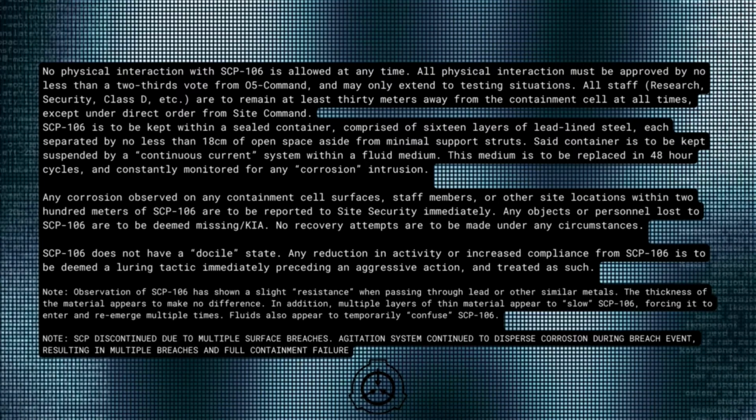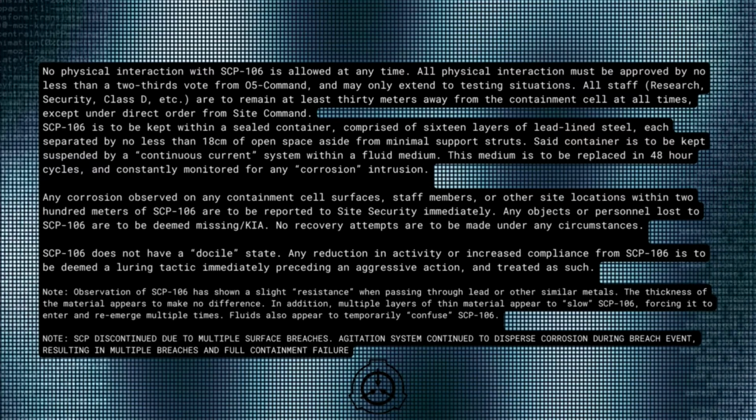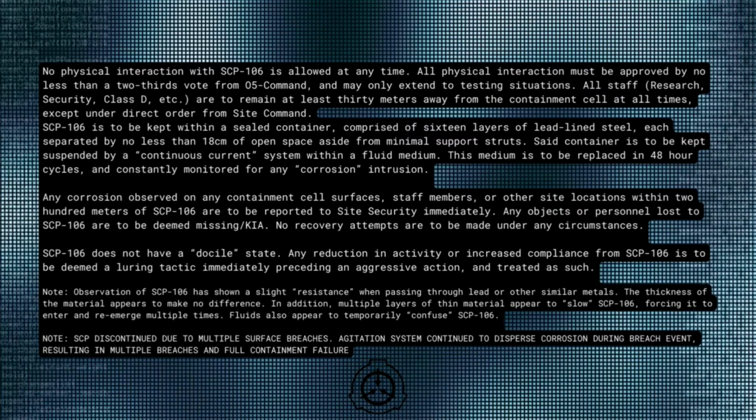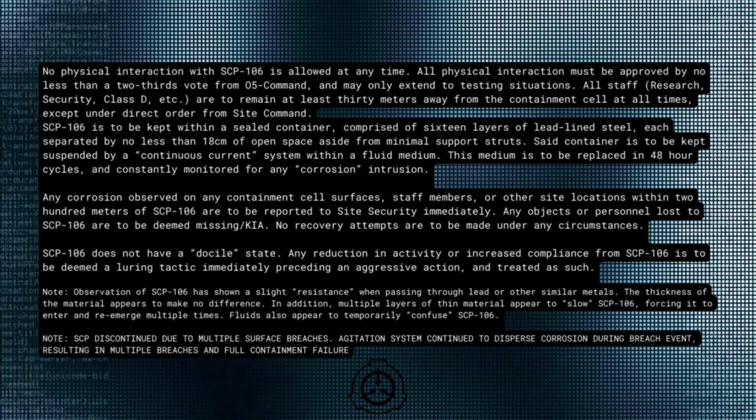SCP-106 does not have a docile state. Any reduction in activity or increased compliance from SCP-106 is to be deemed a luring tactic immediately preceding an aggressive action and treated as such.